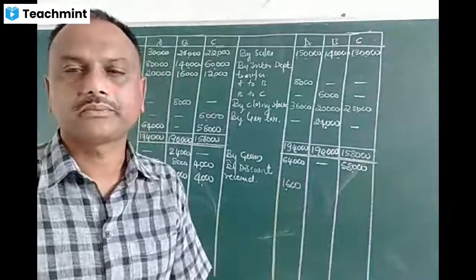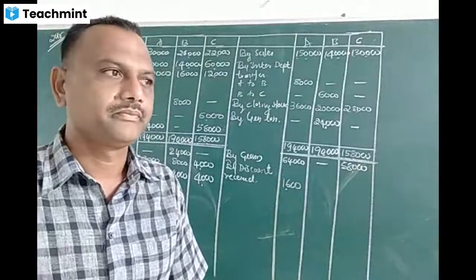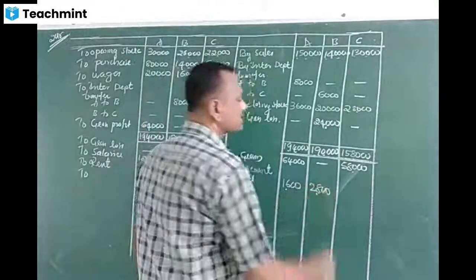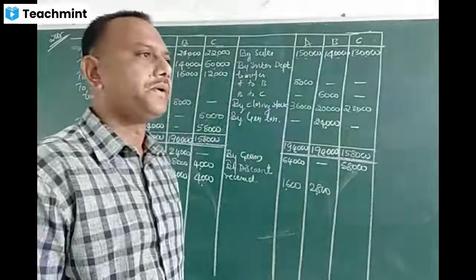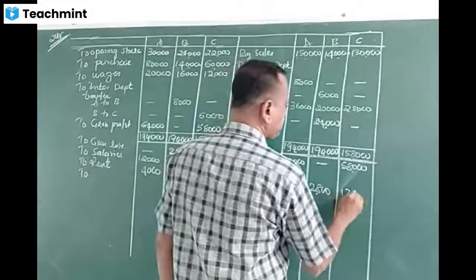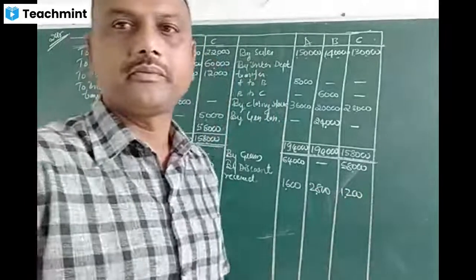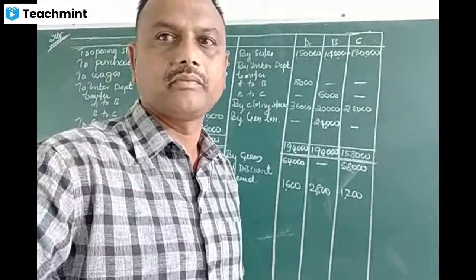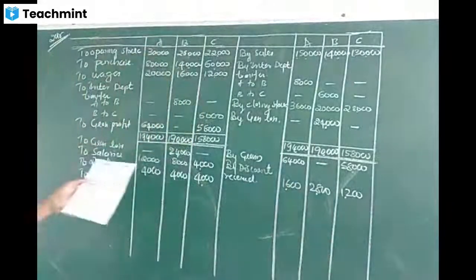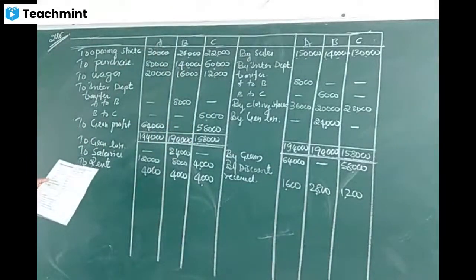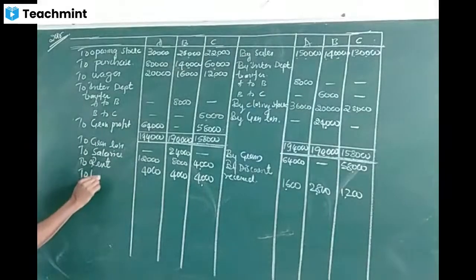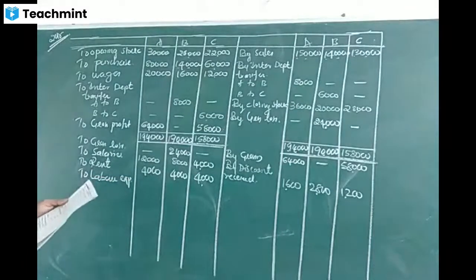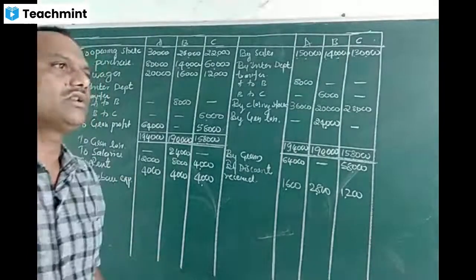First one 1,600. Next one 2,800. Next, 1,200. Next one. After discount issued, we have labor expenses. So total amount of 12,000. How much is the allocated balance?